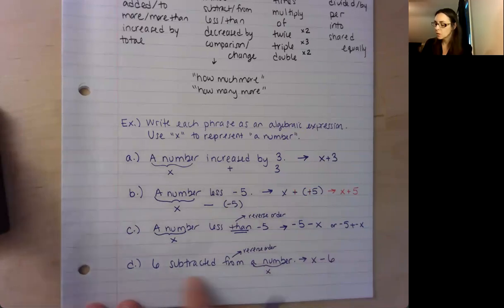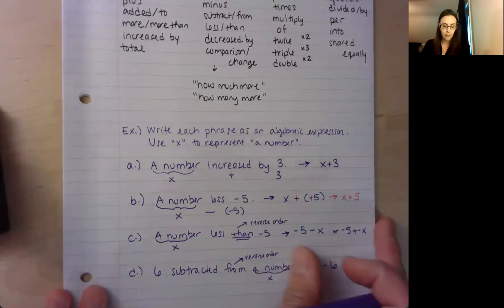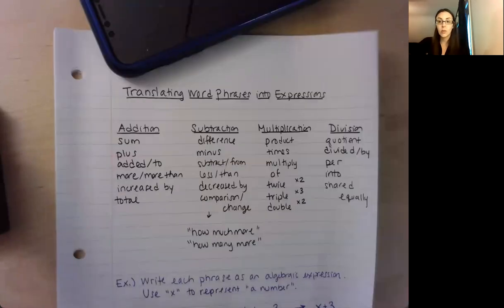Now, sometimes you'll see these words than and from with addition questions too. So technically they reverse the order, but because addition is commutative, it really doesn't matter so much. But with subtraction and with division, order is really, really important. So you do want to be careful there. All right, let's do a couple more examples. Just get some practice in.